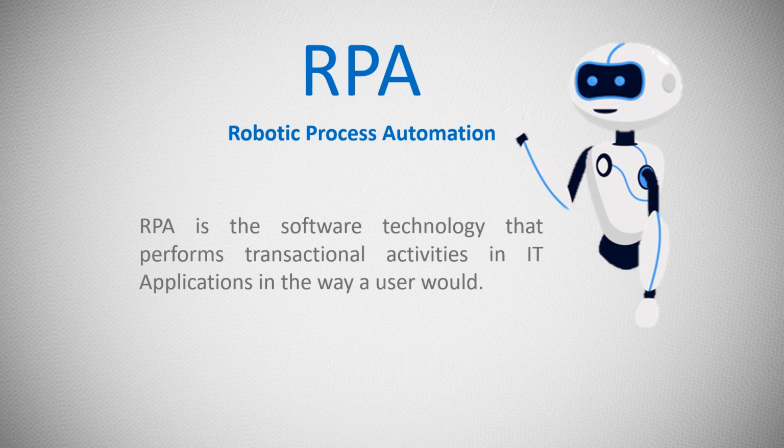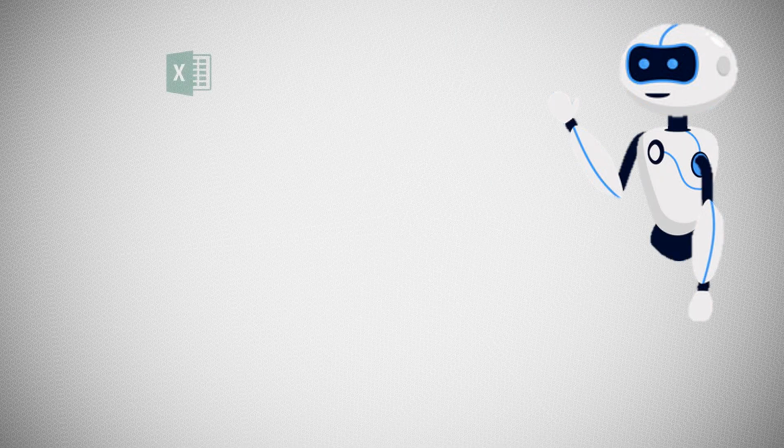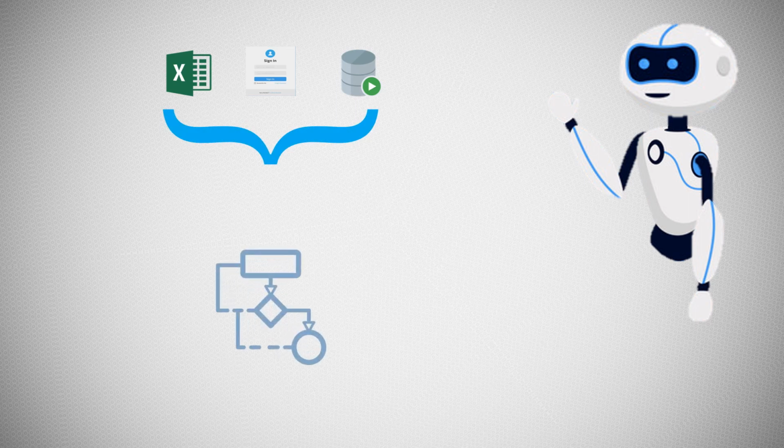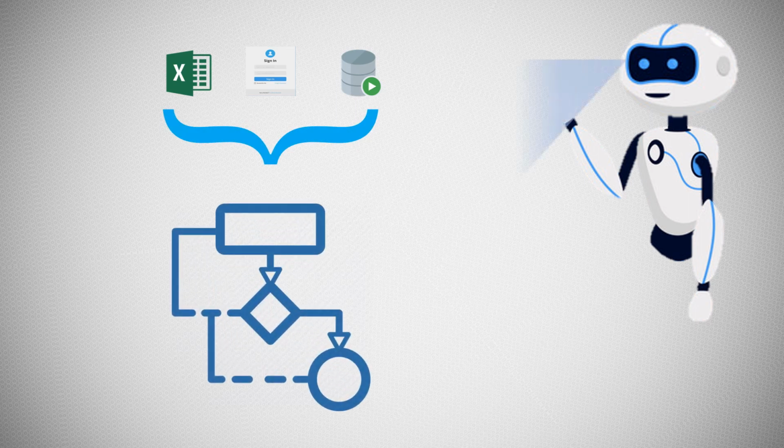RPA is the software technology that performs transactional activities in IT applications in the way a user would. All RPA applications have the following structure: a digital input of structured data, and a process logic based on rules, conditions, loops, etc. to act on the data received.